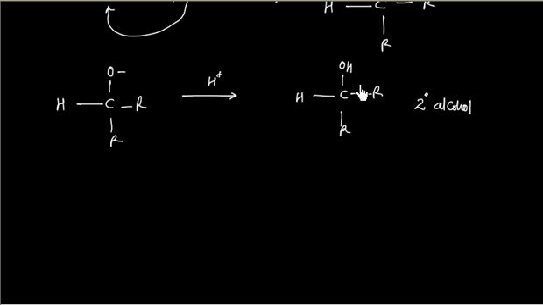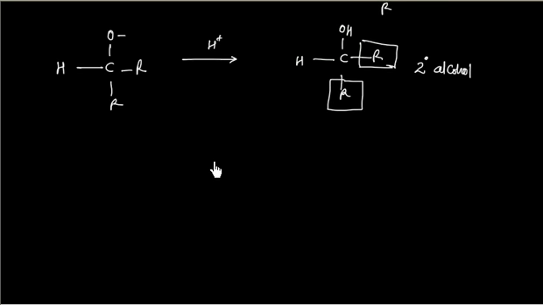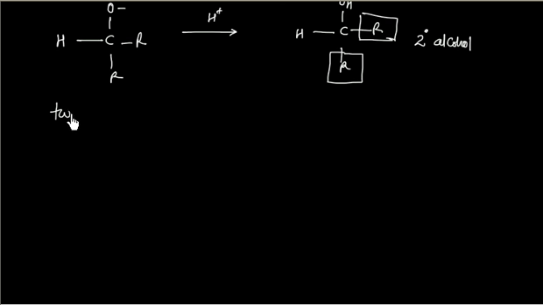Now if you see, this has 2 identical alkyl groups. Now this method can be used for preparation of compounds. If I see 2 alkyl groups are the same and it is a secondary alcohol, that is a 2-degree alcohol, this method can be used.